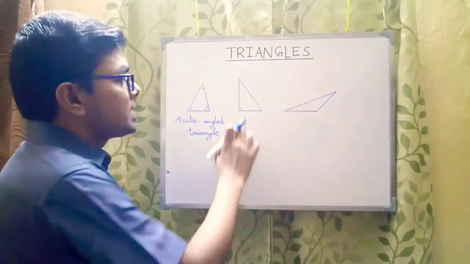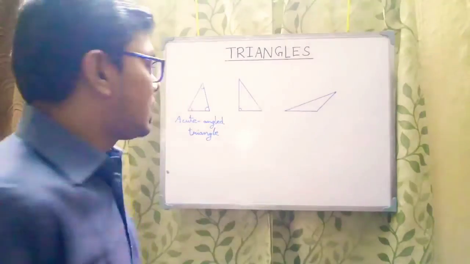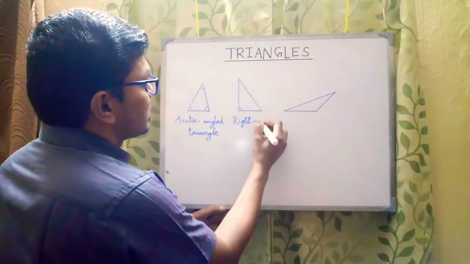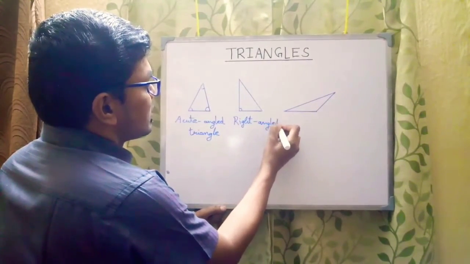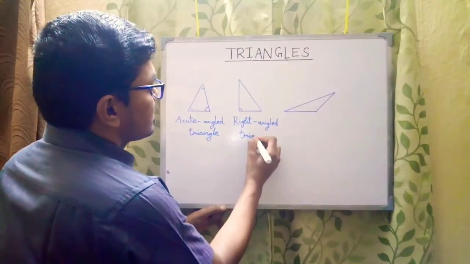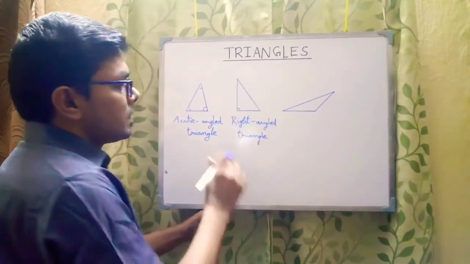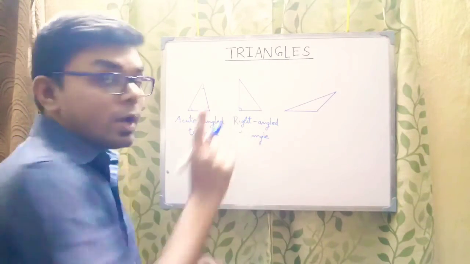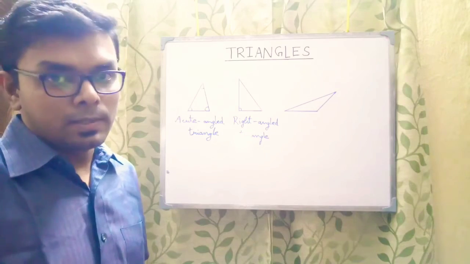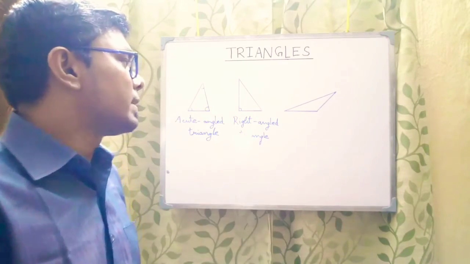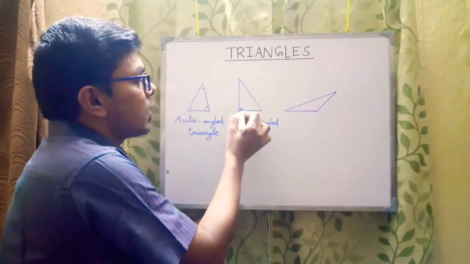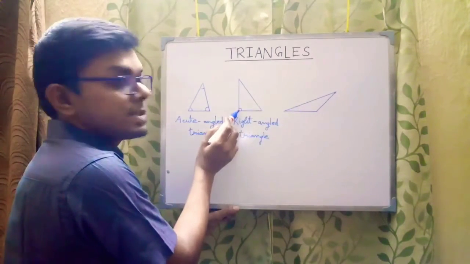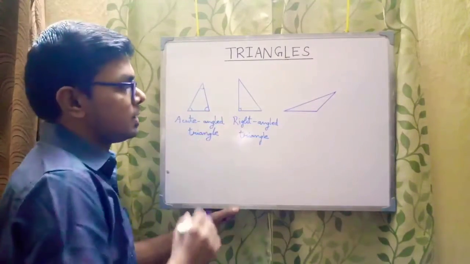Next we move on to this type of triangle, which is called a right angled triangle. As the name suggests, you can understand, this is a type of triangle, one of whose angles is a right angle. Okay, that is a right angled triangle. You can see here, this is the symbol of a right angle. So in this triangle, this angle which I am pointing at, this angle is a right angle.